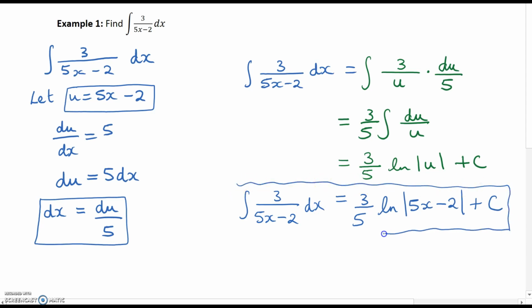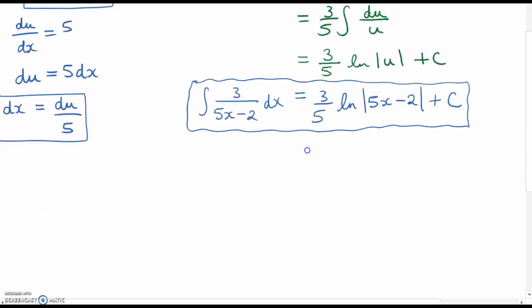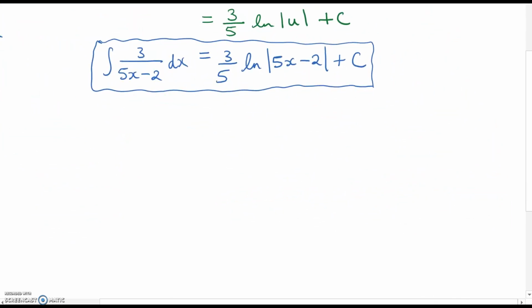Now, that's our answer. But there is a shortcut that comes out of this. Hopefully you can see from the pattern. If we just look at this now, you can see the shortcut that comes out of it. So first of all, start with the bit that's on top. Let's call that k for constant. So let's say we have a k on top, and on the bottom we have, let's say it's a times x plus b.